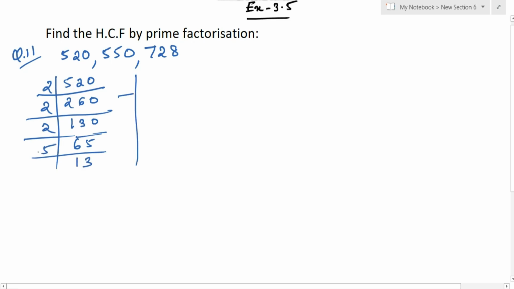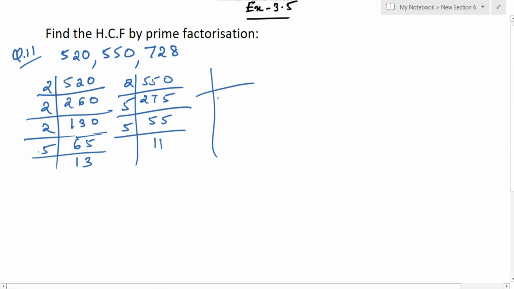Now we will go ahead with 550. In the table of 2 again, 2 2s are 4, carry forward 1, 2 7s are 14, carry forward 1, 2 5s are 10. Then 5 5s are 25, carry forward 2, 5 5s are 25. Then 5 11s are 55.